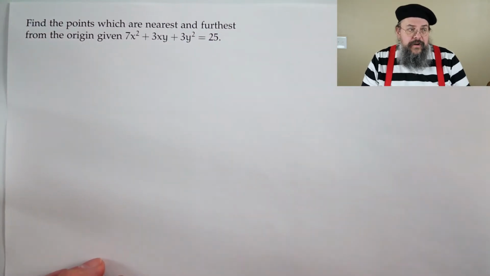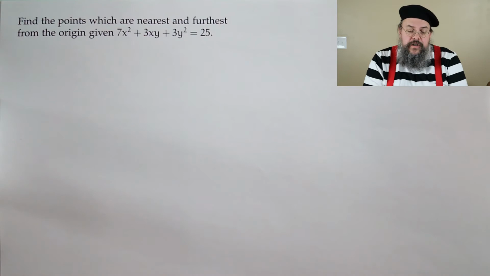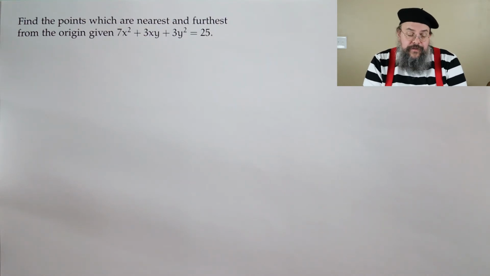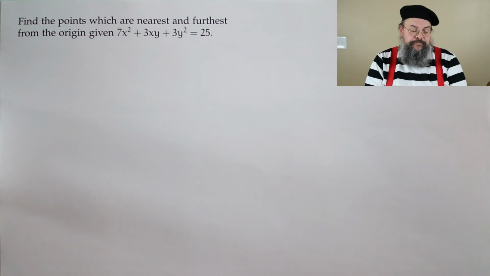All right, well, let's do another problem. So, our next problem. Find the points which are nearest and furthest from the origin given 7x squared plus 3xy plus 3y squared equals 25.